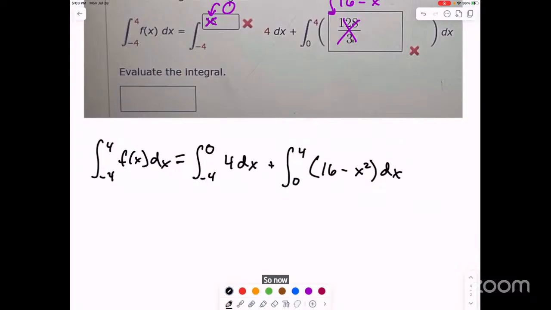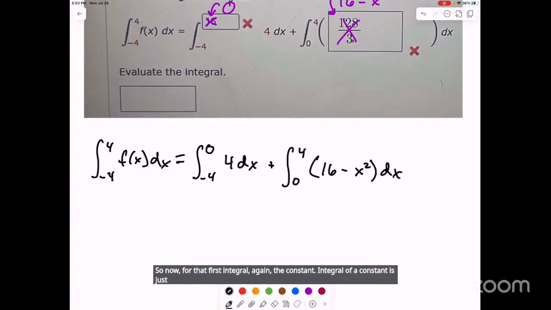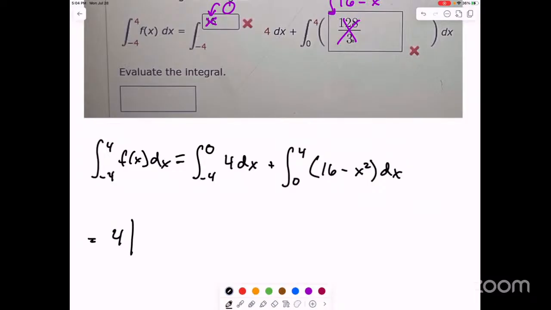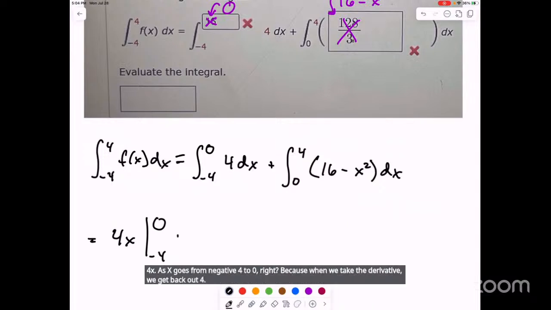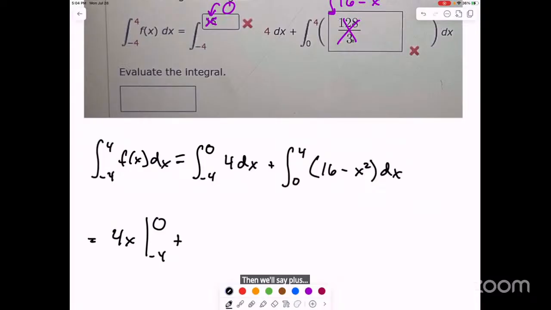So now for that first integral, again, the integral of a constant is just what? X, or in this case it'll be 4x, as x goes from -4 to 0, because when we take the derivative, we get back our 4. Then we'll say plus, integral of 16 is what? 16x minus x cubed over 3 as x goes from 0 to 4.